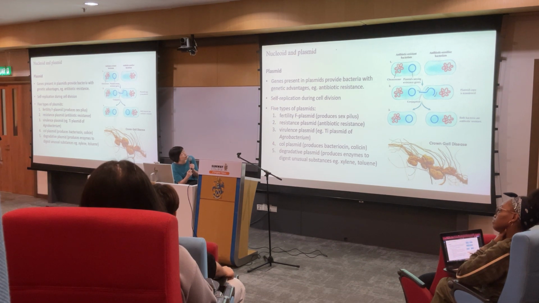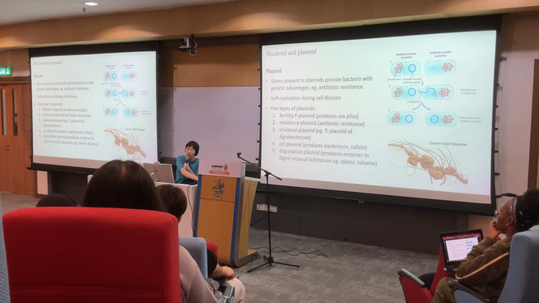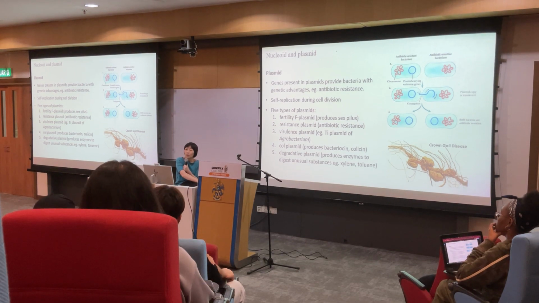And what I mean by cell replication during cell divisions: plasmid, as I mentioned, doesn't require for the growth, right? So during the cell division, either it will replicate, but it can be lost as well. So when the cells grow, they can simply lose their plasmid when they grow.